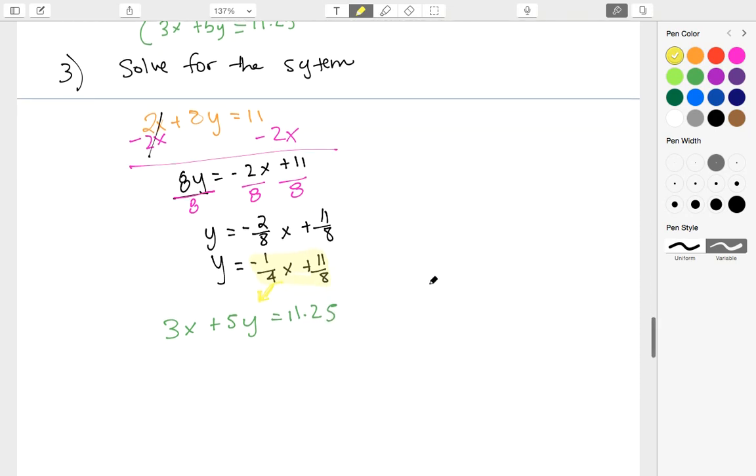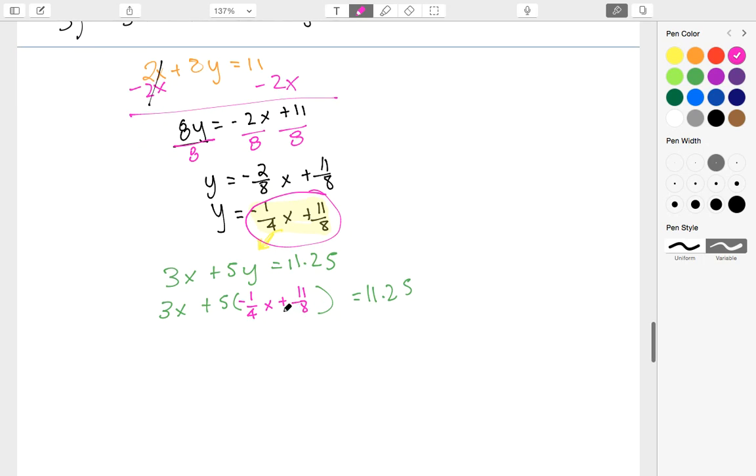So I have 3x plus 5 times, blank, equals 11.25. I'm going to substitute this right here, negative 1/4 x plus 11/8. Now we can actually solve for x. This will take some time because it has a little bit of fractions, but use your calculator. Just know that this leaves room for error, and double check with a calculator when you're doing this, okay?